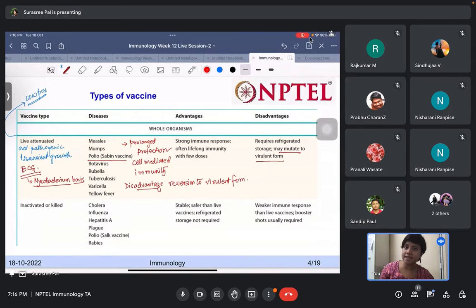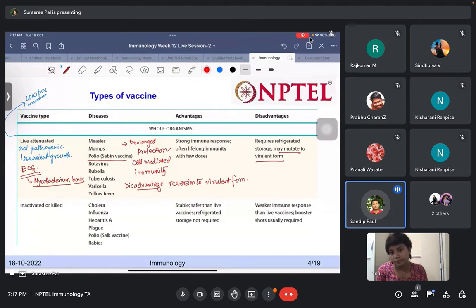For example, this BCG, the Mycobacterium bovis, is grown in increasing concentrations of bile. Bile is not a natural medium of growth for Mycobacterium bovis, and if we grow this M. bovis for a long time in bile, it will be attenuated so that it cannot infect any natural host, any healthy human being anymore, and that strain will be used for vaccine.